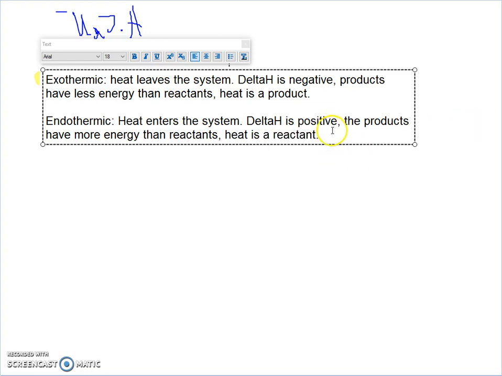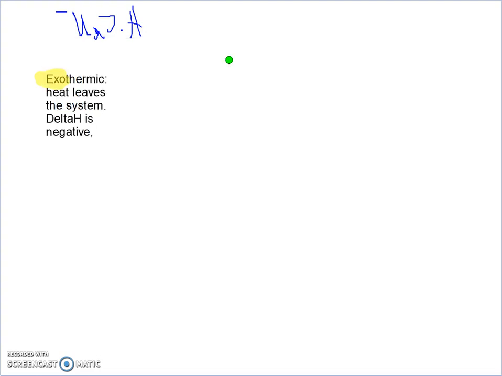Okay, we also need to know our phase changes. Where'd my pen go? Oh, there it is. I found it, guys. Don't worry. Oh, what happened?